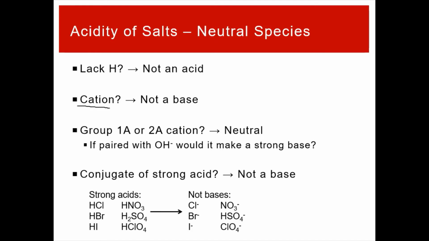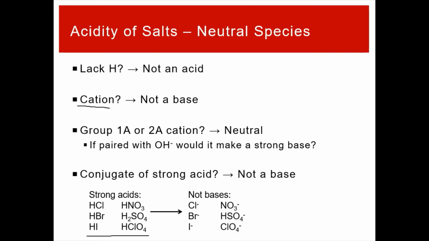The other thing that cannot be a base is anions that are conjugates of strong acids. A lot of times when we see anions, we should probably be thinking those are maybe bases. There are 6 anions, though, that are not bases. It's chloride, bromide, iodide, nitrate, hydrogen sulfate, and perchlorate. So these 6 anions, their conjugate acids are the strong acids. And if you remember, the conjugate base of a strong acid is just not a base.